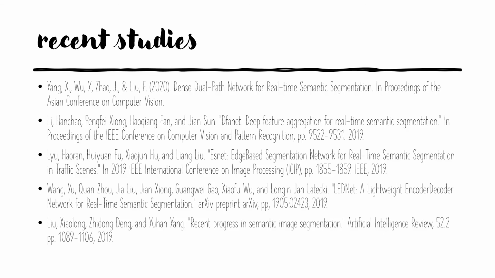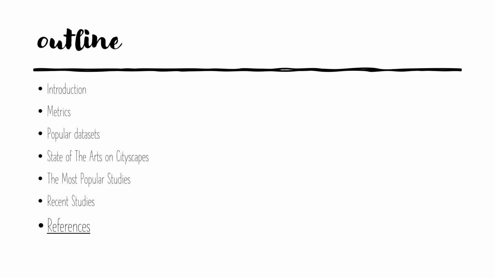As of recent successful studies, the following list can be given: dense dual-path network for real-time semantic segmentation, DFANet, deep feature aggregation for real-time semantic segmentation, SNet, edge-based semantic segmentation network for real-time semantic segmentation in traffic scenes, LEDNet, lightweight encoder-decoder network for real-time semantic segmentation. Recent progress in semantic image segmentation. Survey papers can also be looked at in the given index. And lastly, references.